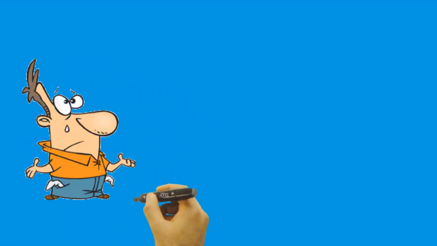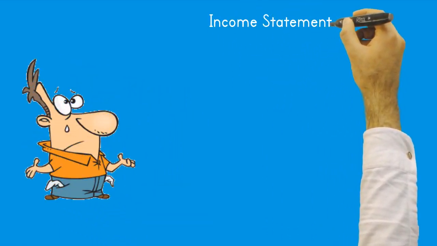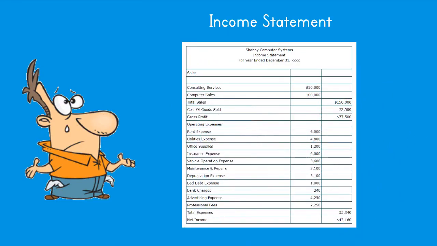The income statement is a formal financial statement that summarizes a company's operations, revenues, and expenses for a specific period of time, usually a month or year. The following types of accounts are used to prepare the income statement.